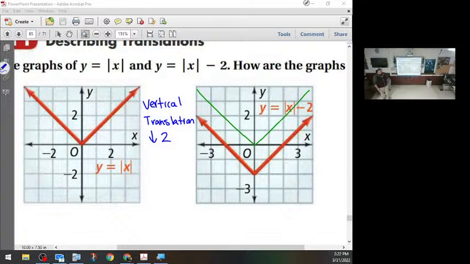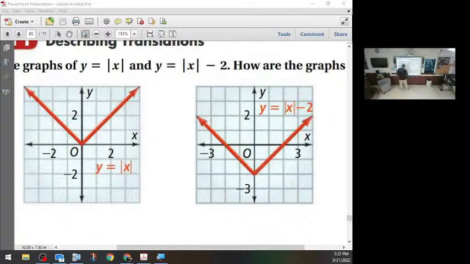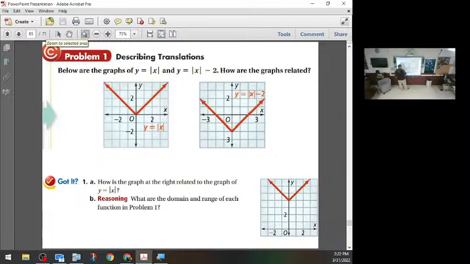Now, you've been here long enough to know that I don't put vocabulary on tests, but boy, you better know that vocabulary, because if you don't, then you have no idea what the question's asking you. A vertical translation down 2, because every single point on this graph moved down 2. All of them will move down 2. Okay? So, nice and simple.